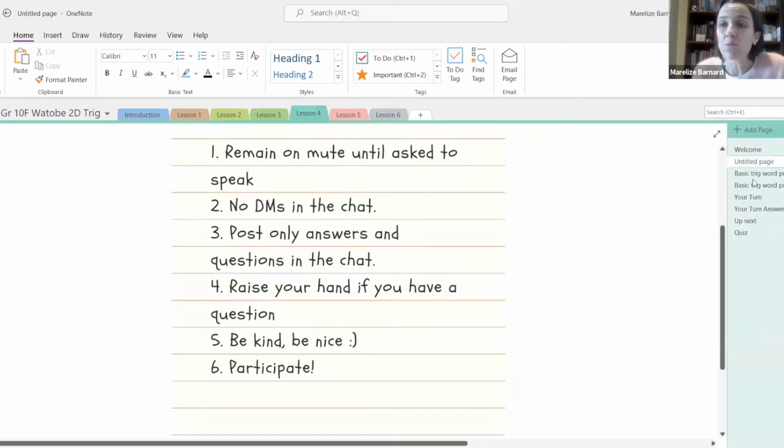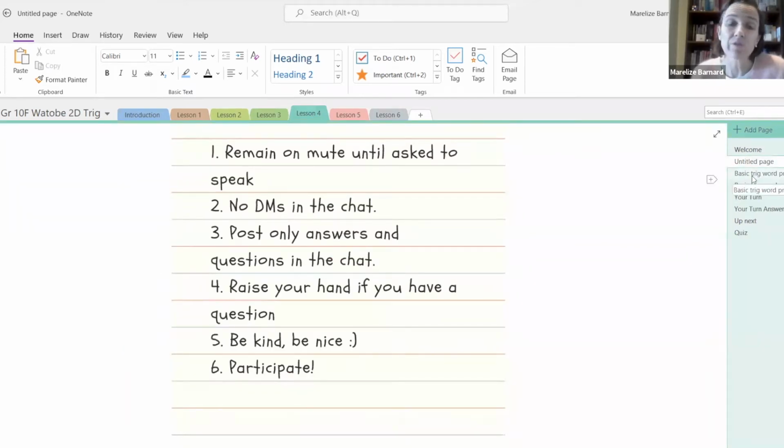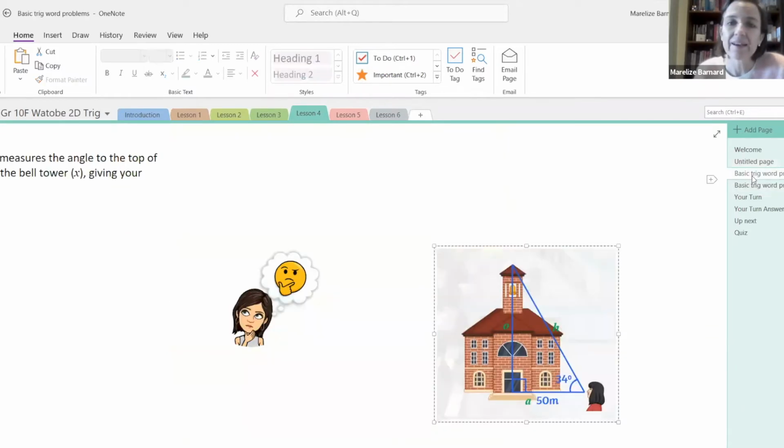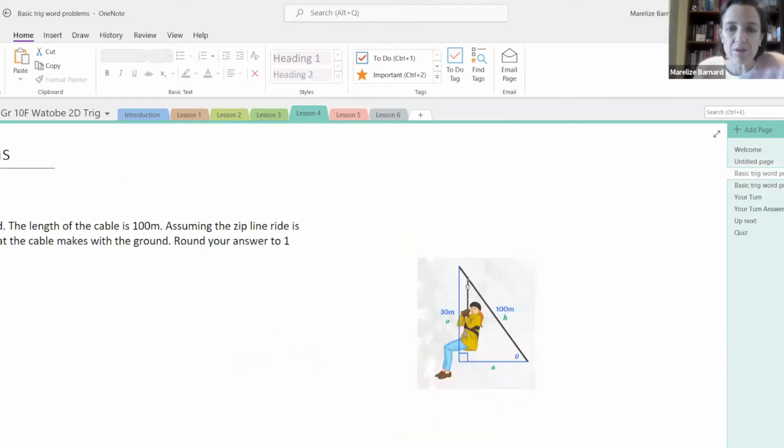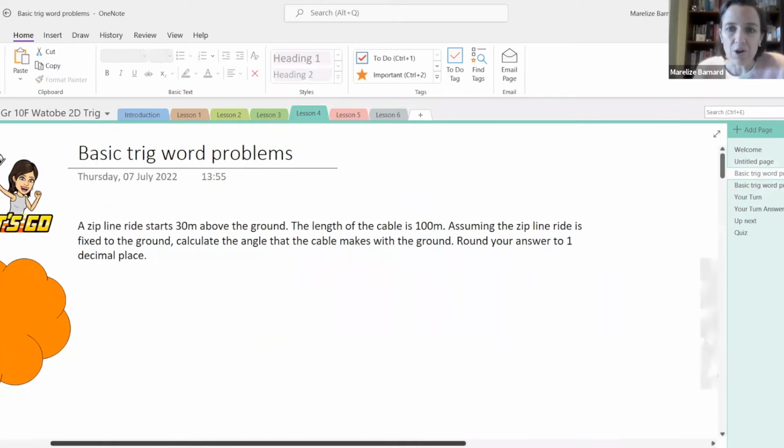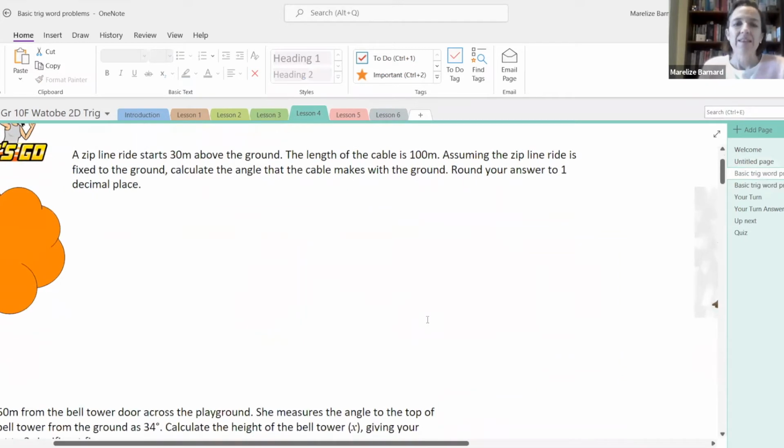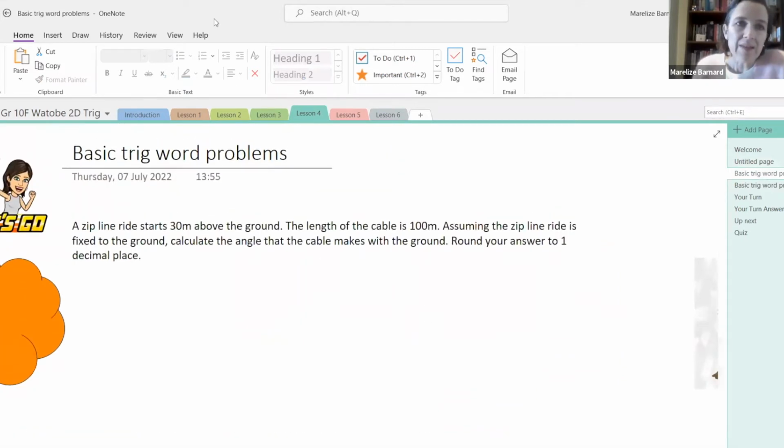Today we are going to look more at problems where they don't provide us with a diagram and we have to kind of draw our own diagram and make sense of the problem. Okay, so we are going to start with this one over here. So let's have a read of the problem.